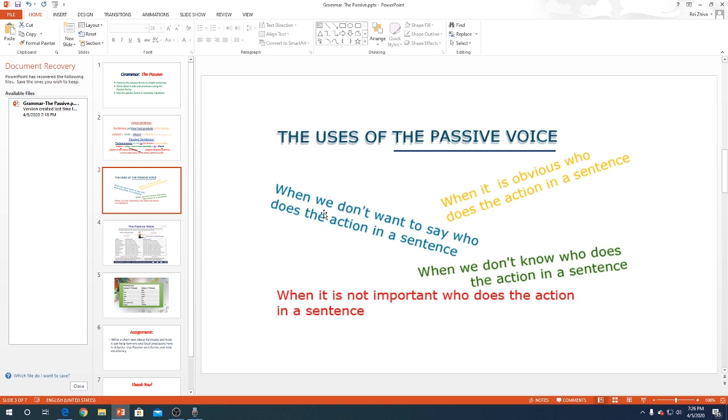We use the passive voice or the passive forms when we don't want to say who does the action in a sentence.